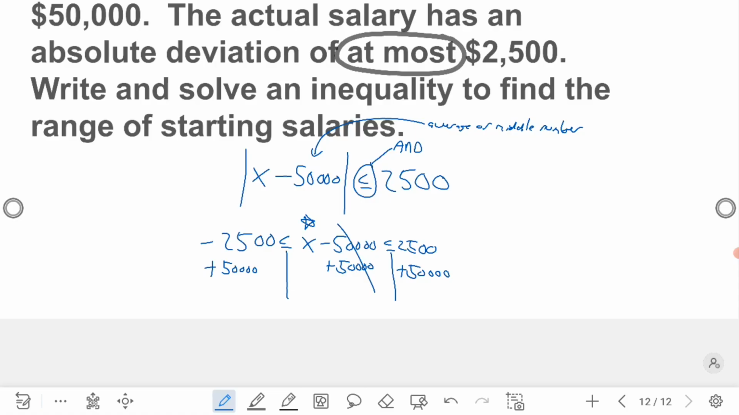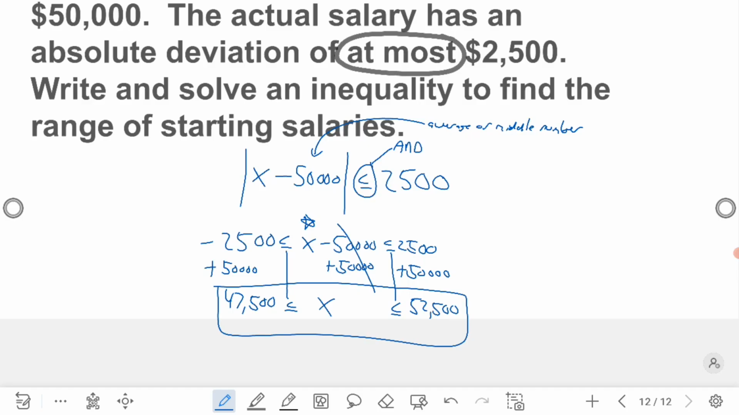Okay, so 50,000 minus 2,500 is 47,500. That has to be less than or equal to X, which is our starting salary, which is less than or equal to 2,500 plus 50,000, which is 52,500. So that's telling us our starting salary is going to be somewhere between 47,500 and 52,500.